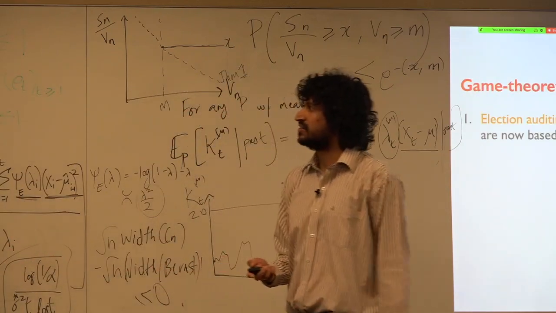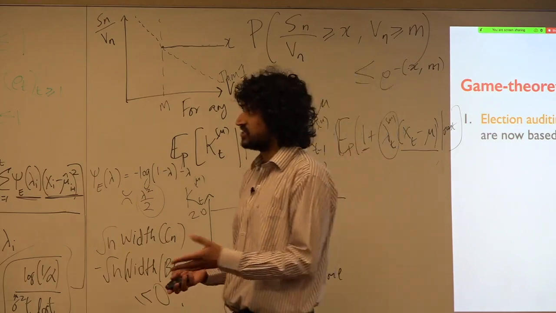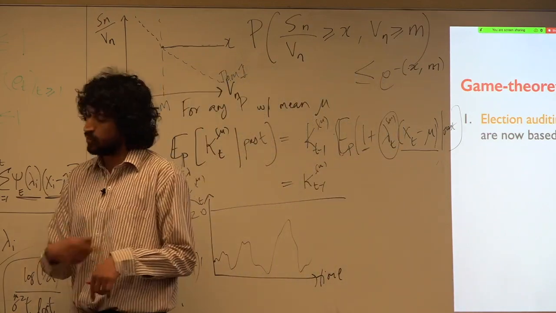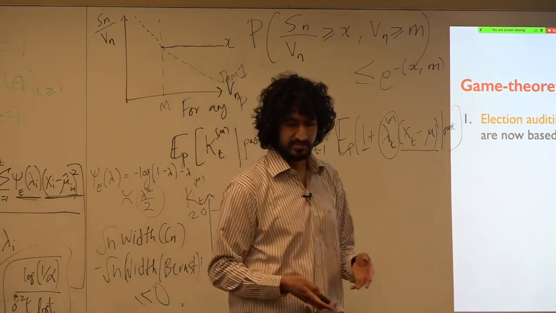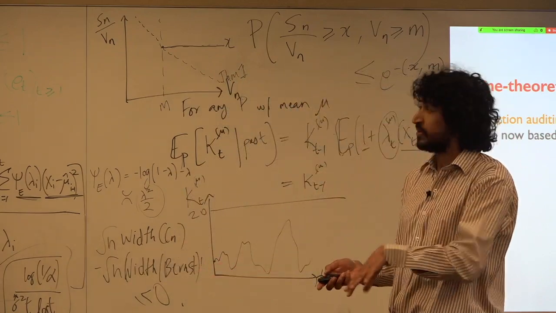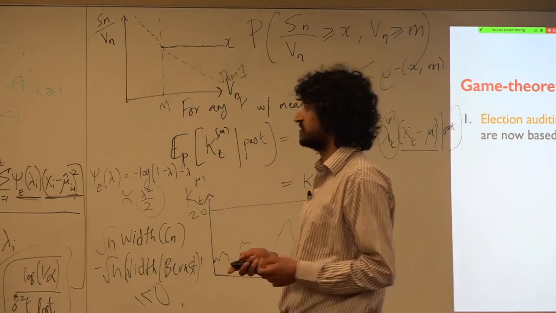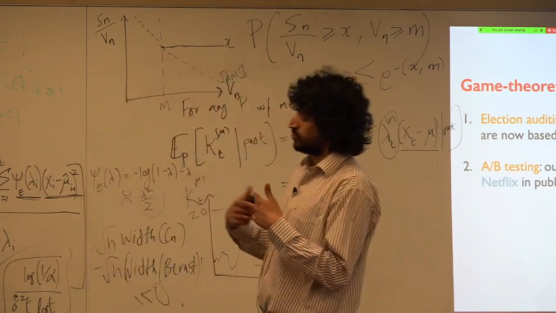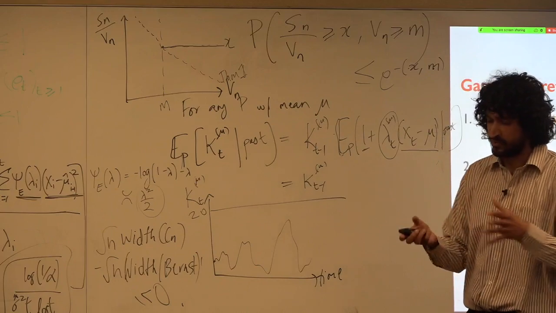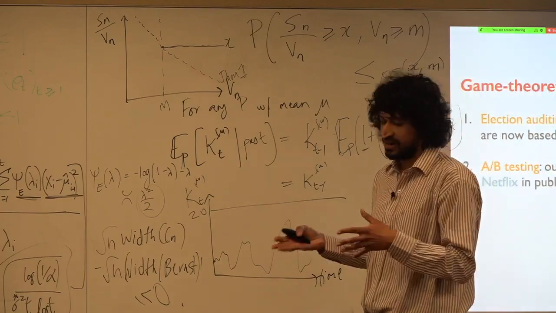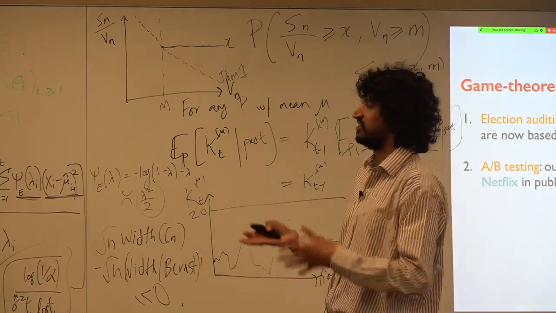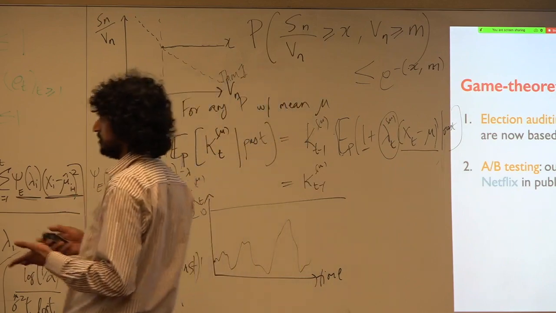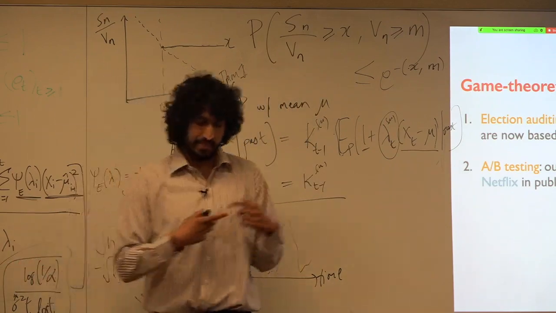And they're very practical. It turns out that the state-of-the-art election audits are now based on our betting methods for sampling without replacement. They're actually being launched in the coming elections in a pilot and stuff like that. That's joint work with Philip Stark. And then you can use all of this, all confidence sequences, to do A/B testing and to find confidence sequences for the average treatment effect, things like that. And now they're actually being used by Amazon and Netflix in public-facing software.